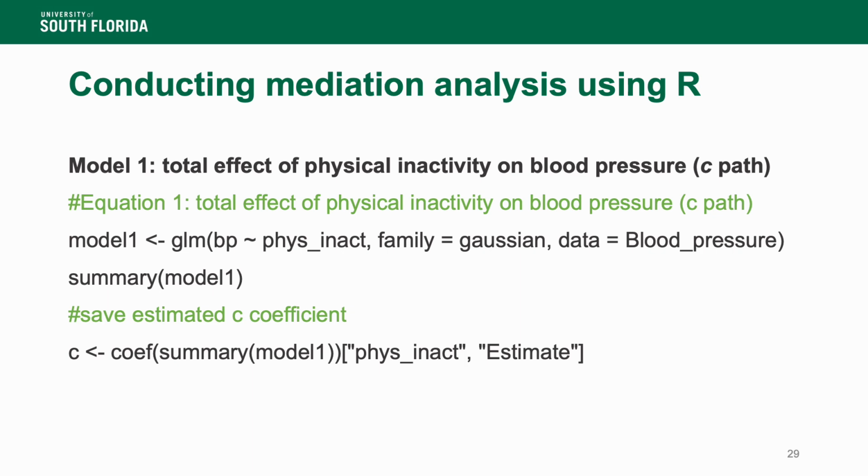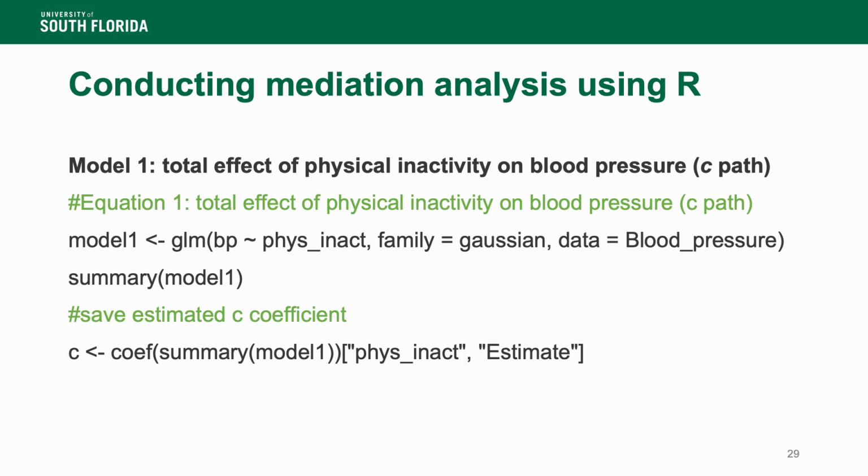After we've specified our independent variable, we tell R that we're interested in estimating a linear regression model by specifying the Gaussian family type. And then finally, we need to tell R that it needs to use the blood pressure dataset to estimate our model. At the very beginning of this line of code, we see model 1 with a little arrow pointing towards it. This is just to tell R that it needs to save the estimates from this linear regression model. The second line of code, summary model 1, tells R to output the results of this first linear regression model.